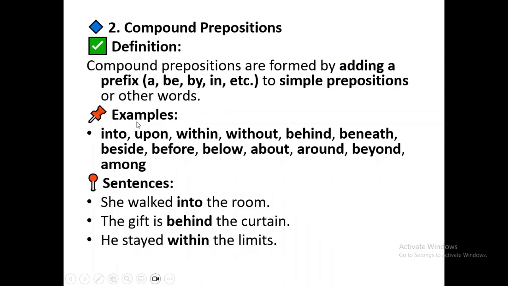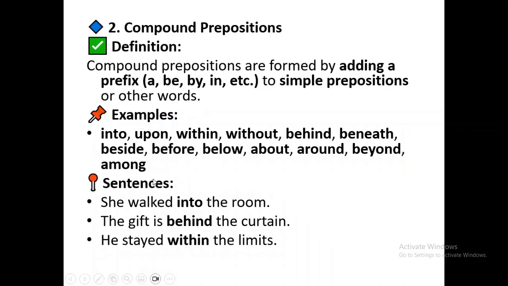Let us see the examples: in to. See, in is added as a prefix to to. Up on: on is a simple preposition, up is a prefix. With in: in is a simple preposition, with is a prefix, so it has become within. Like that, without, behind, beneath, beside, before, below, about, around, beyond, among. These are some of the example words of compound prepositions.